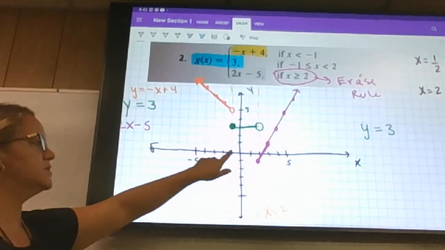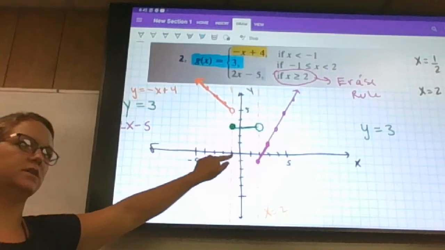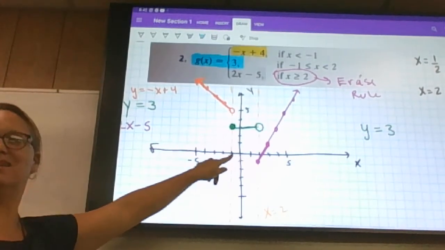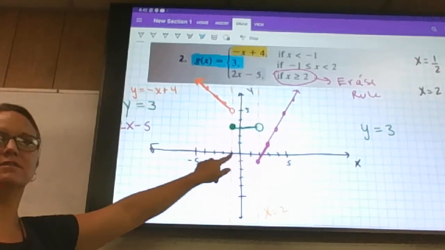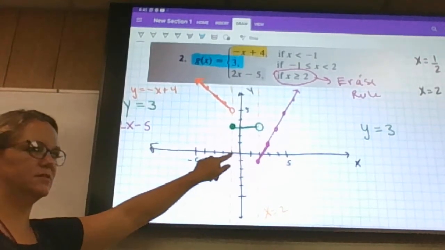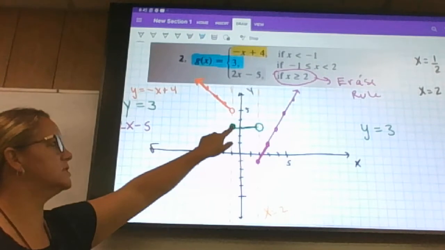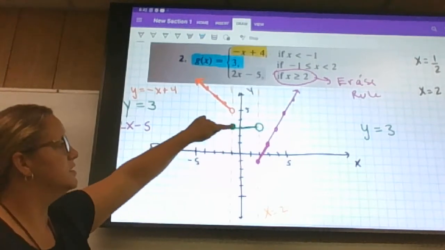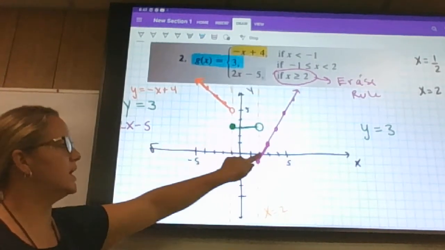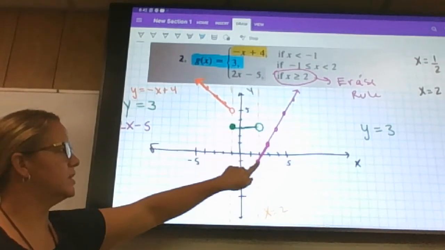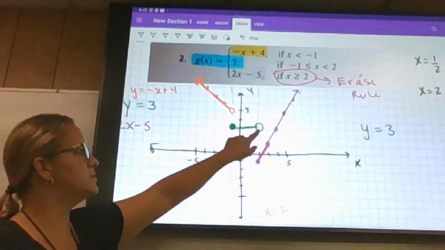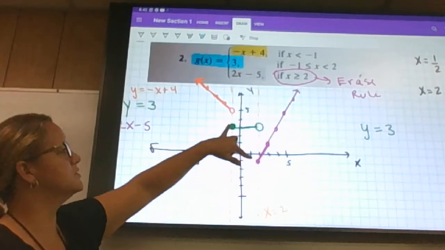So if I told you x is -1, could you tell me what y is? When x is -1, what is y? It's 3. I come up and this is where it's graphed. Where x is 2, what is y? -1 right here. So don't hit an open circle. Go down or up to the closed dot.